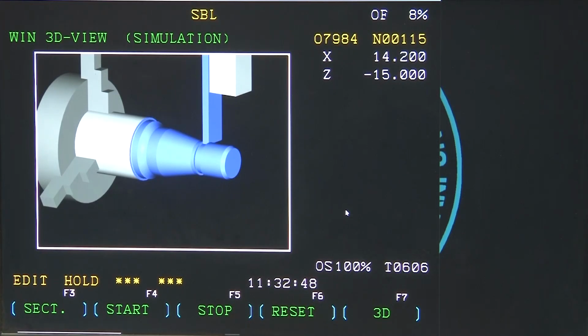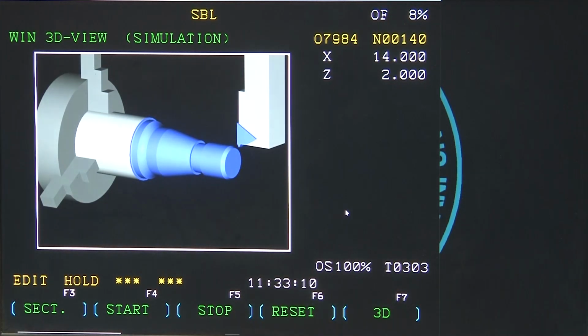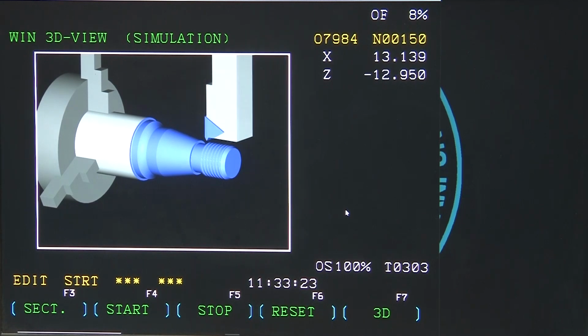So, the tool is fed towards the axis of the workpiece, perpendicular to the axis of the workpiece, and each step of the program is being executed this way, and you can see that this is made. So, this does mean that the program is right, there is no flaw in the program. And then the thread is being cut.